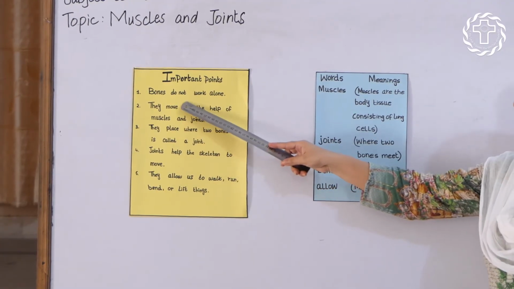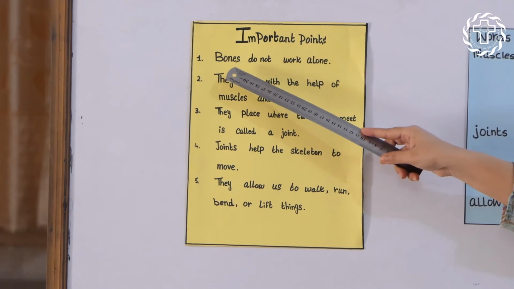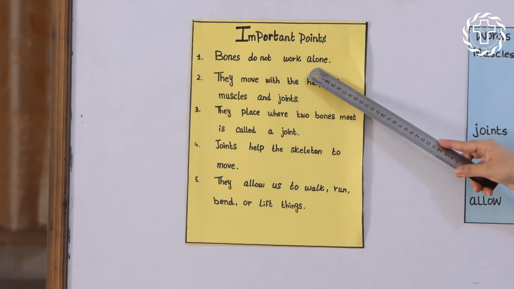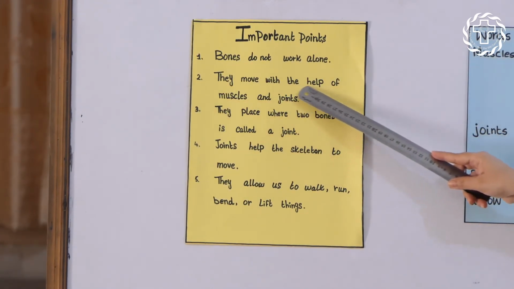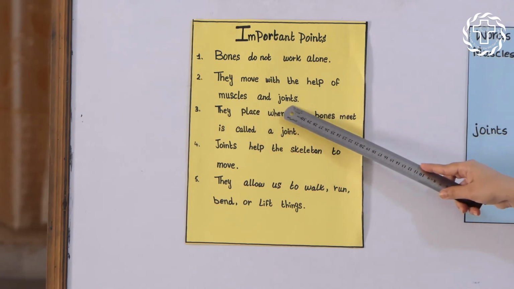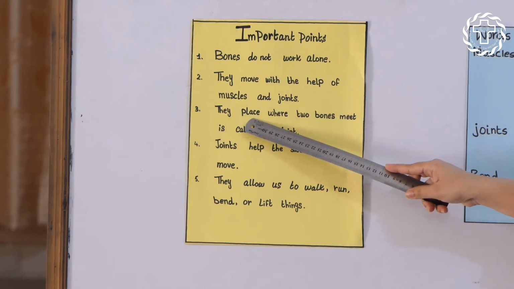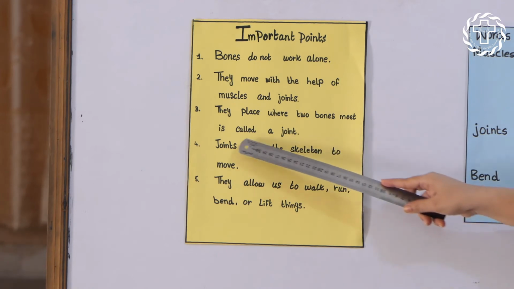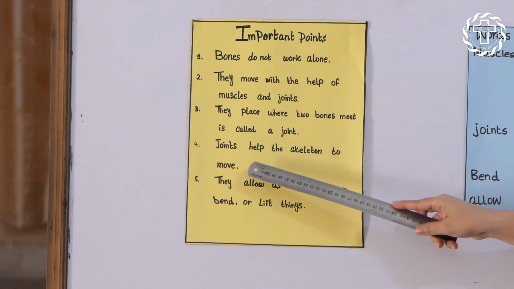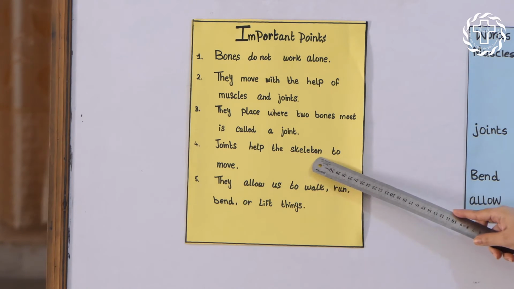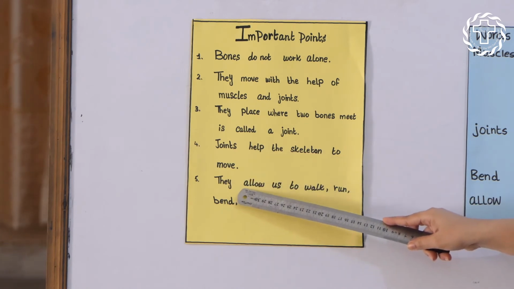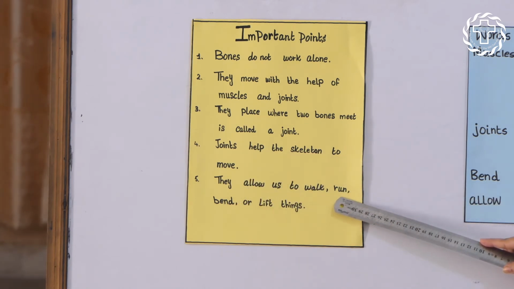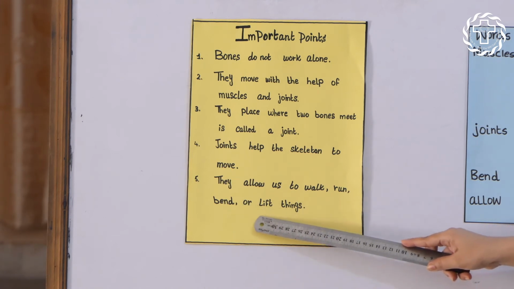These are some important points. Bones do not work alone. They move with the help of muscles and joints. The place where two bones meet is called a joint. Joints help the skeleton to move. They allow us to walk, run, bend or lift things.